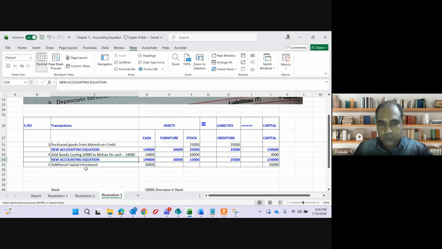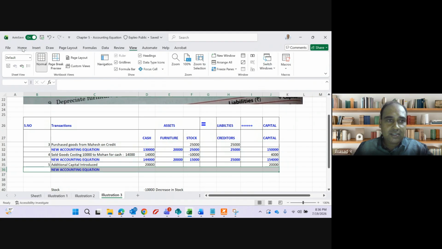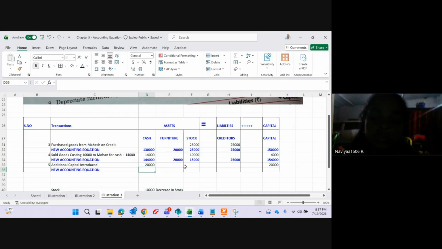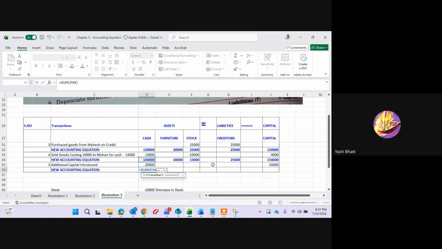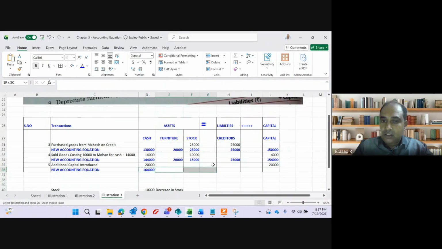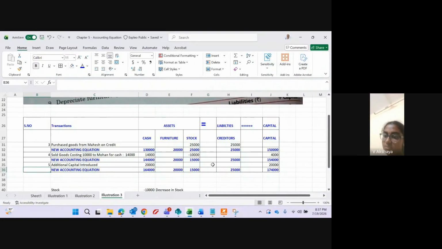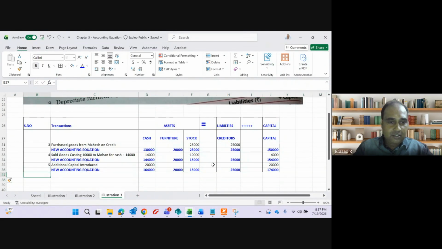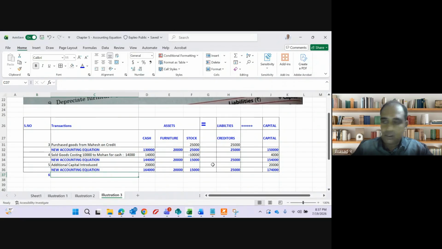What is the next step? Quickly, guys, don't waste time. New accounting equation. Everyone participate. Total it with me, guys. How much cash now? 1,64,000. The remaining will remain the same. My creditors also will remain the same. Capital will become how much? 1,74,000. Five transactions we have completed.